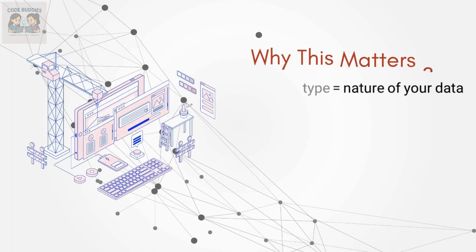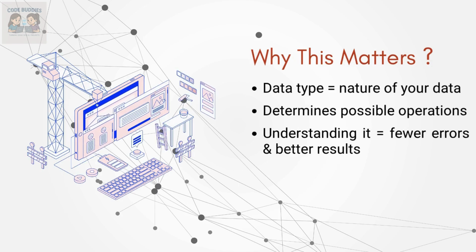Why this matters. Every piece of data has a type, whether it's a number, some text, or even a date. And knowing the type isn't just for fun, it determines what we can actually do with it. For example, you can add two numbers together, but try adding two dates, and you'll get something very different. Understanding data types means fewer errors, faster analysis, and more accurate results. It's like knowing whether your kitchen ingredient is sugar or salt. Mixing them up can ruin the recipe.